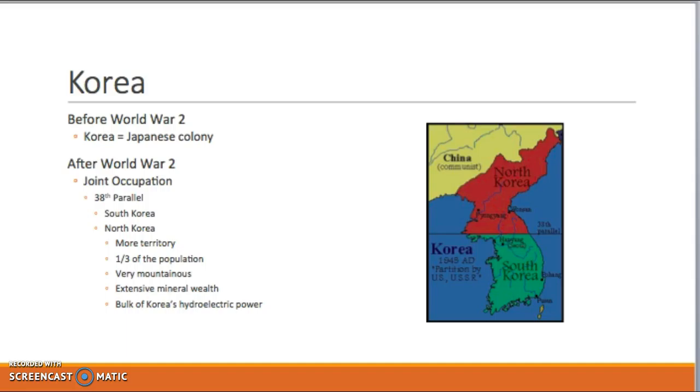In contrast, the north, while slightly larger than the south, has about 1/3 of the population, and it's very mountainous. In other words, it doesn't have as much good farmland. It does, however, have extensive mineral wealth, and it had the bulk of Korea's hydroelectric power.